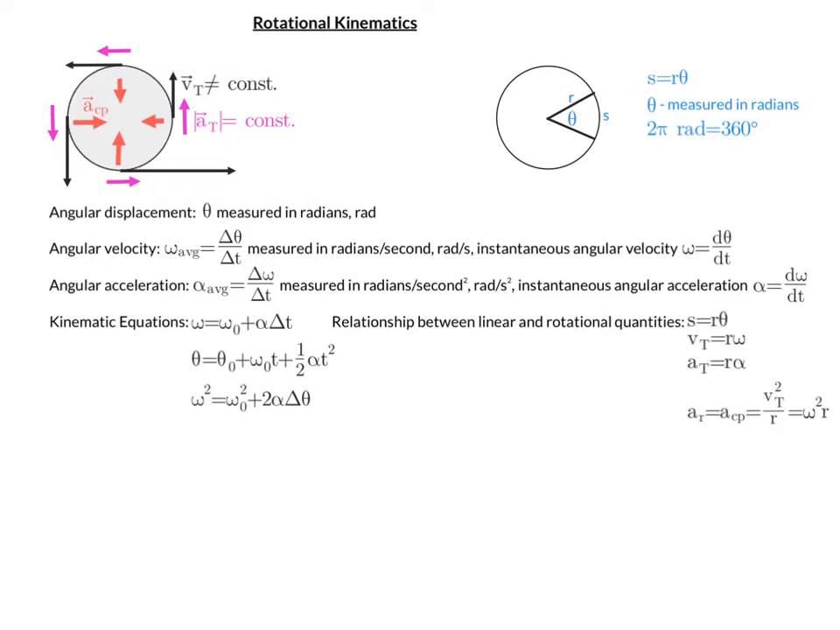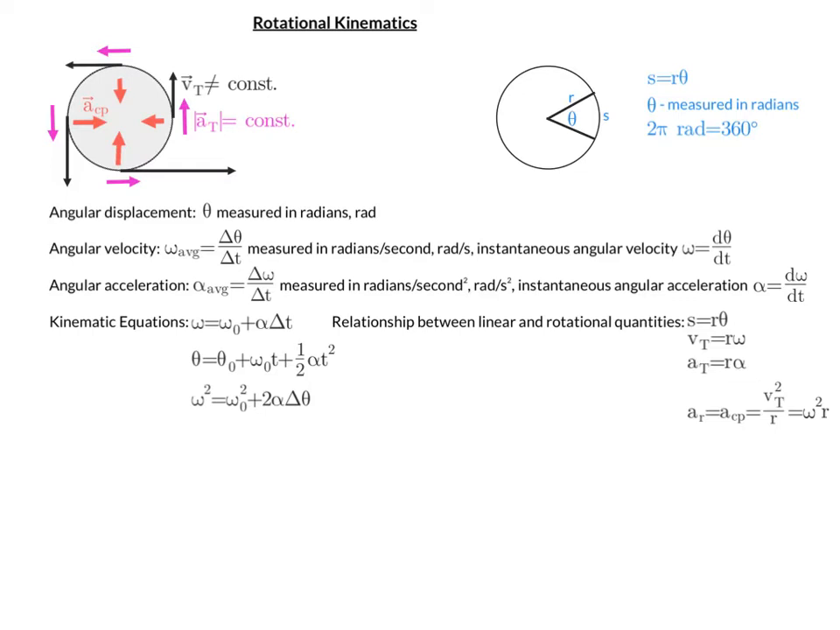Now, how are the rotational or the angular terms related to the linear ones? So here's a relationship that we already saw from up here. The arc length is radius times theta, where theta is measured in radians. Then if we take the derivative with respect to time of s, we get the tangential velocity. So tangential velocity is r times omega. The derivative with respect to time of this equation gives us tangential acceleration is r times angular acceleration.